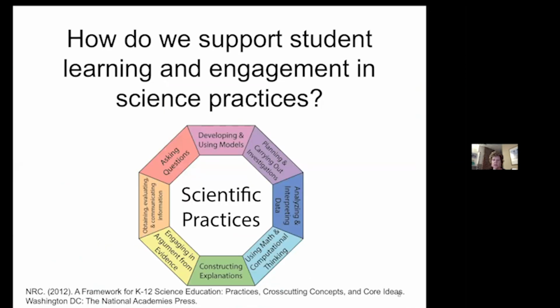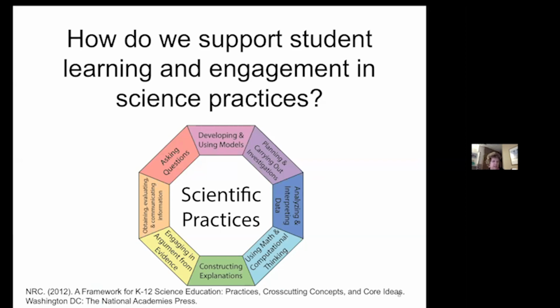So what I'm going to introduce and use to frame my talk a little bit is going to look like a tasting menu. There are three different pieces and parts I'm going to talk about. But broadly, it's about how we support student learning and engagement in something that we call science practices.